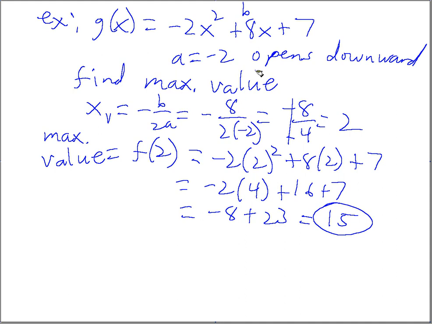To find the minimum or the maximum, depending on what a is. If a is negative, then we're finding the maximum. If a is positive, we're finding the minimum. Then all we're doing is first find the x-coordinate of the vertex, as we've done previously, using this formula, and then to find a maximum or a minimum value, simply plug it into the function.